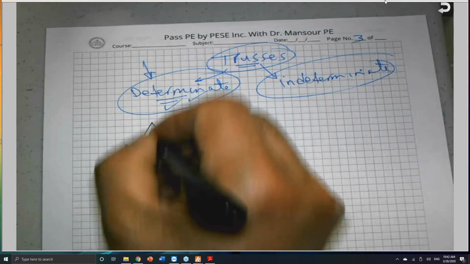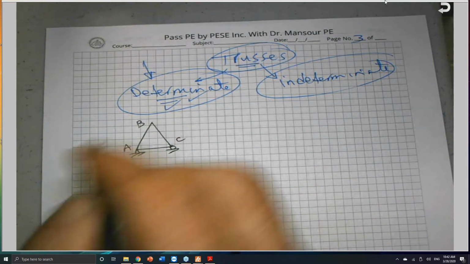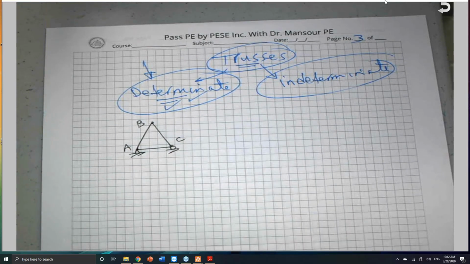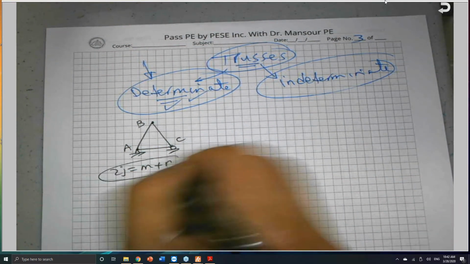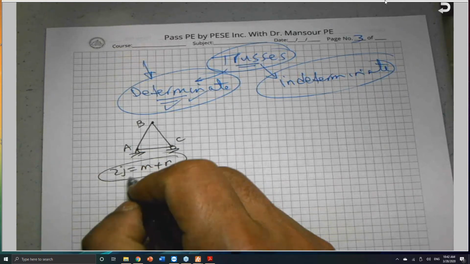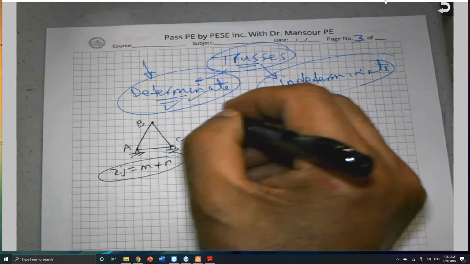Okay, 3 members, A, B, C. They are forming a triangular shape, and they are connected with joints. We're assuming these are frictionless joints, and the 2J equals M plus R will be applicable in this case. If you count the number of joints and the number of members and external reactions, you will find this equation is correct. When you see a truss, I need you to ask yourself two important questions.